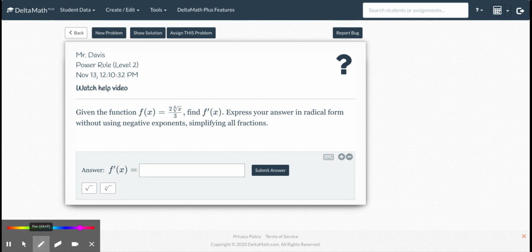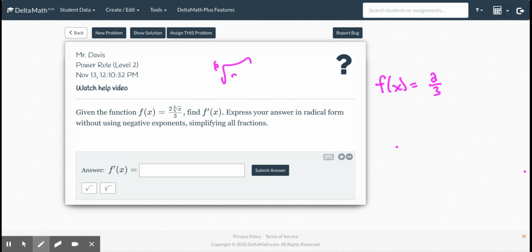All right, so for this one, first we want to rewrite it as a fractional exponent. Bring the fraction out in front there, 2/3. And then this is the 6th root of x. So 6th root, that's x to the first power, right, if there's nothing there. So remember, power is the top, the root is the bottom. So that would be x to the 1/6 power.